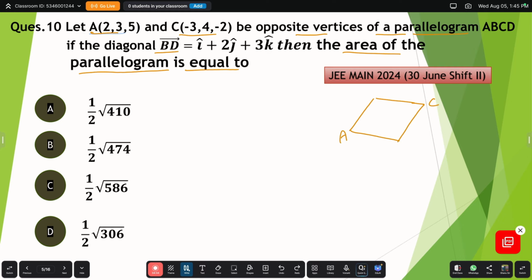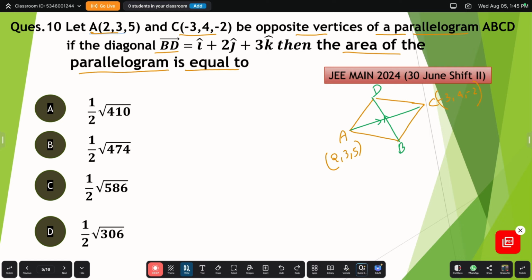What is the coordinate of A given? 2, 3, 5. Coordinate of C: minus 3, 4 and minus 2. Also BD vector is given. If this is A, this is C, then this is B, this is D. So what is the BD vector given? This vector. BD vector is a diagonal. Here you do not have adjacent sides, but you have diagonals. You have this diagonal and you can find this diagonal as well.